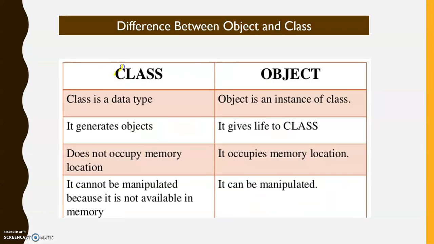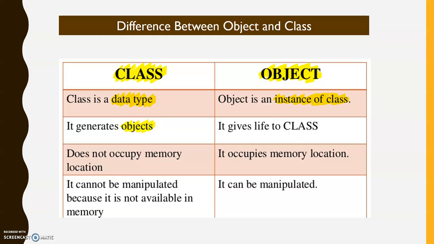So here we have the difference between class and object. Very first, because in programming we use the class thing, class is nothing but a data type. While what is an object? We all know that an object is an instance of a class. If you have a class, then that class can generate objects, right?